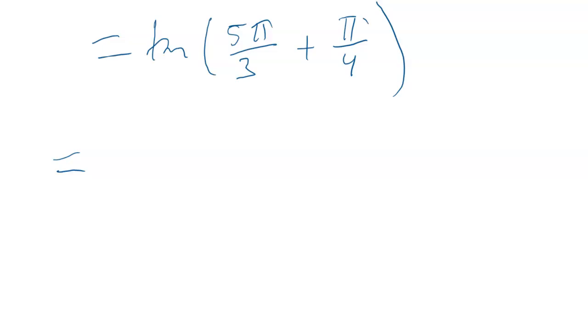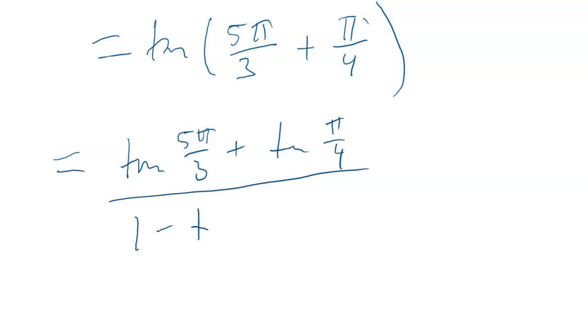Angle addition for tangent. I'm going to cheat and look it up. I'm pretty sure it is: you add the two tangents and then you divide by one minus the product of the other. But I'm going to triple check. And I don't want to derive it right now. Okay, yeah. Tangent addition. All right, so then I'll get tangent of 5 pi over 3 plus tangent of pi over 4 over 1 minus tangent of 5 pi over 3 times tangent of pi over 4.